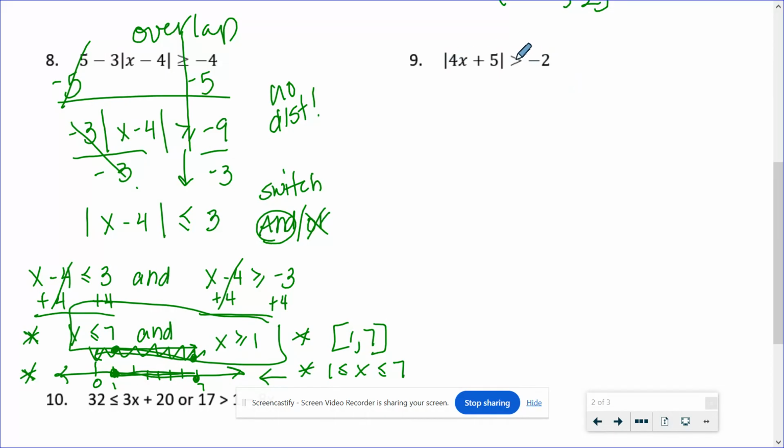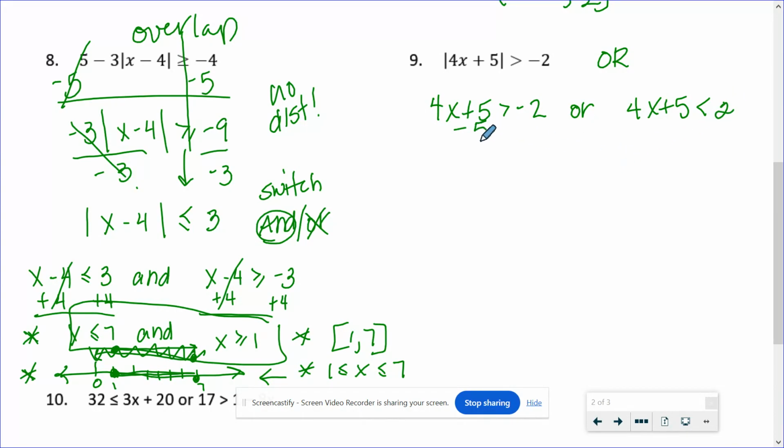Number 9, absolute value is already isolated. It's greater than negative 2. So you might be thinking, oh, wait, it can't be equal to negative 2. It can't be less than negative 2, but there are numbers that are greater than negative 2. So we do need to proceed with this. This is going to be an or type. Drop the absolute value bars. It is greater than or equal to 2, or 4x plus 5 is less than the opposite of 2, negative 2, which is a positive 2.